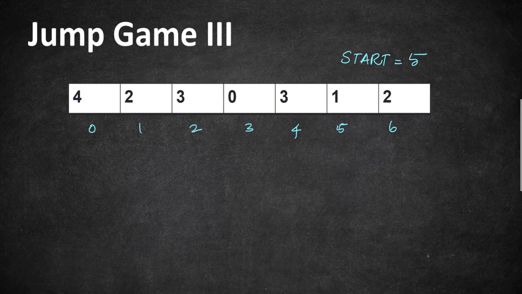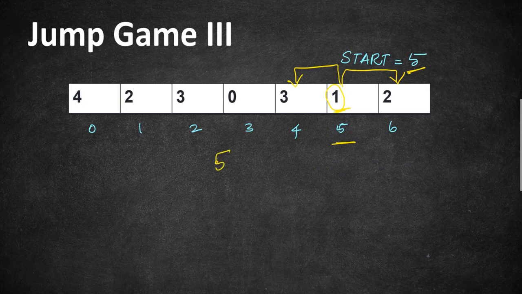Here is the given example in the problem statement, and the start value given here is 5, which means we are standing at index 5. We can jump by the index plus 1 or minus 1, which is simply plus the value at the index and minus the value at the index. So we have two ways to start from this index. We can either travel to index 4 or to index 6, because the value here is 1. Let's explore both paths.